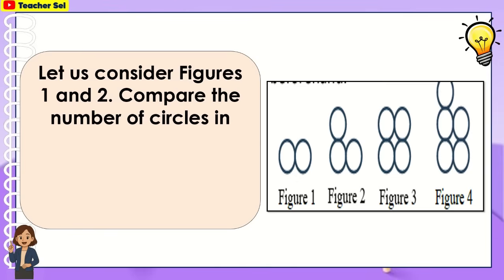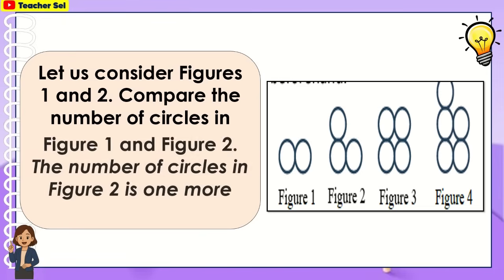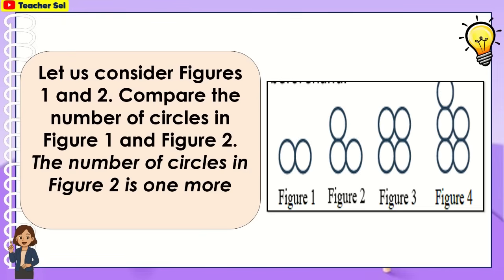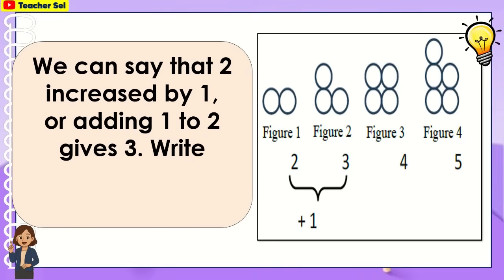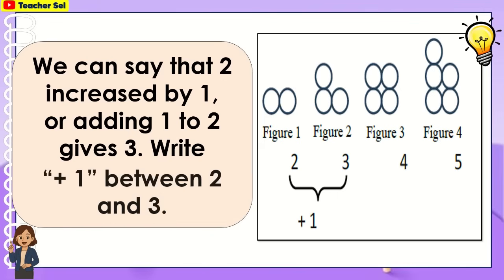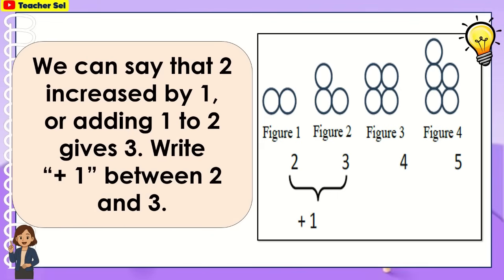Let us consider figures 1 and 2. Compare the number of circles in figure 1 and figure 2. The number of circles in figure 2 is 1 more than in figure 1. We can say that 2 increased by 1, or adding 1 to 2 gives 3. Write plus 1 between 2 and 3.